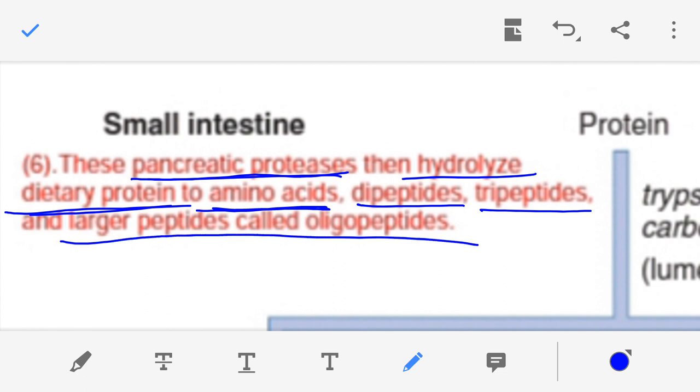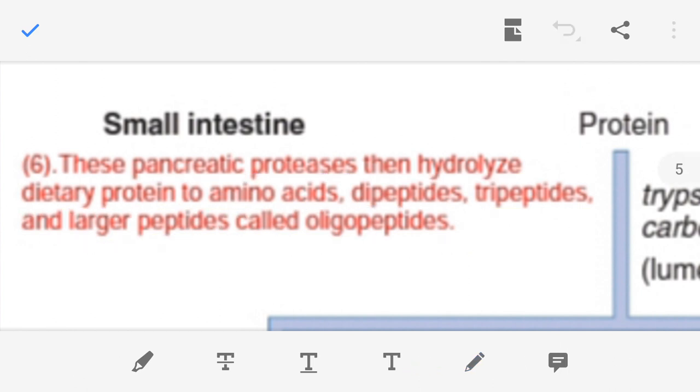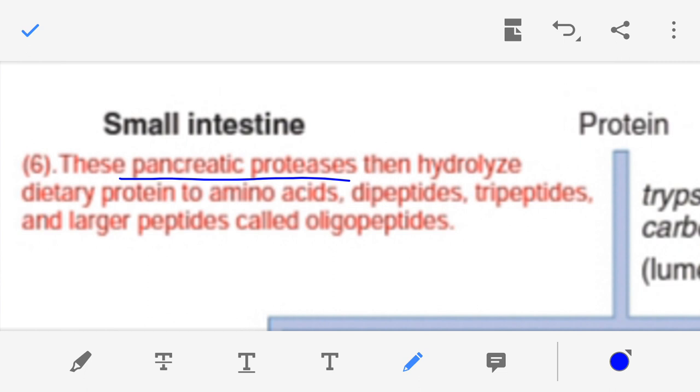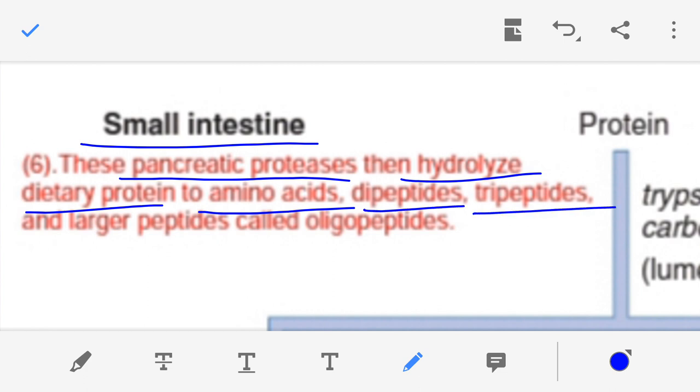and larger peptides. And these larger peptides are known as oligopeptides. So once again, pancreatic proteases in the small intestine hydrolyze the dietary protein into amino acids, dipeptides, tripeptides, and the larger peptides. And larger peptides are known as the oligopeptides.